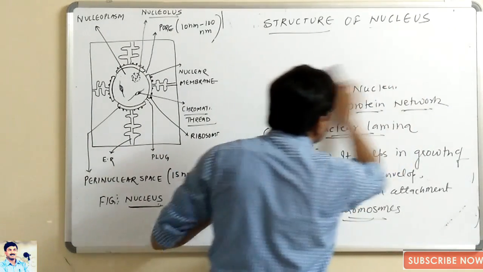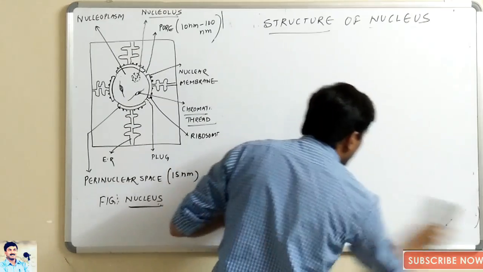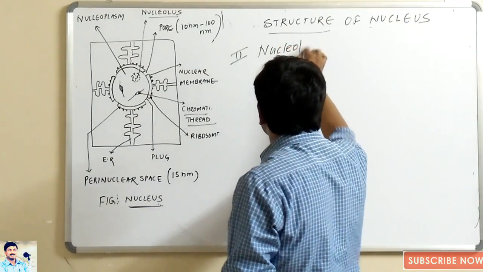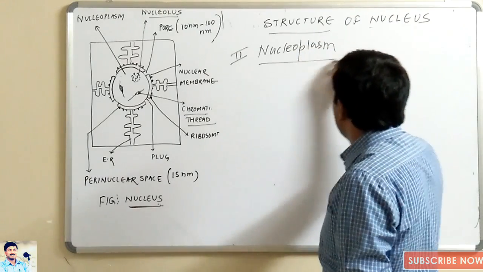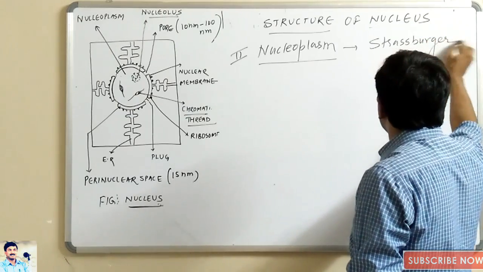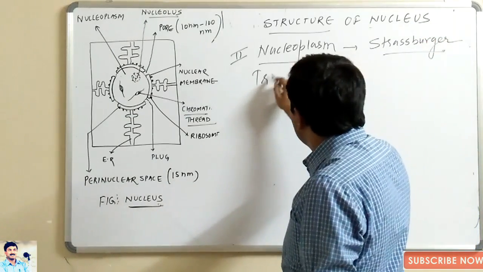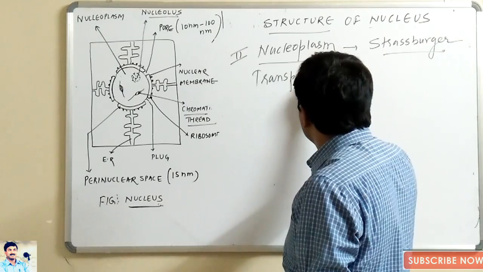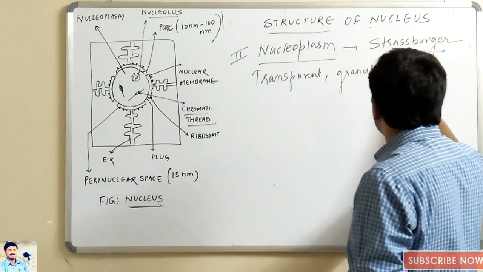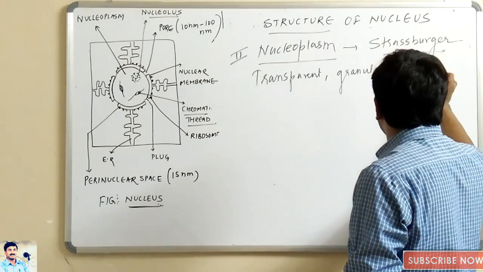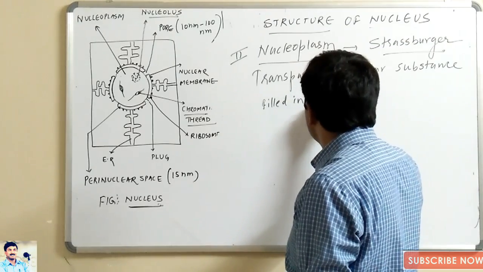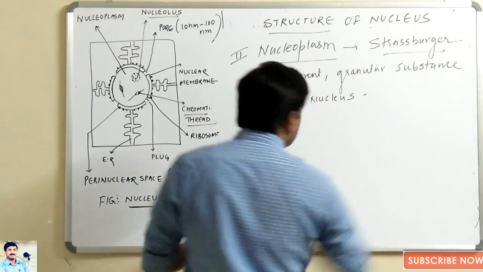Now coming to the second one. What is the second one? That is nucleoplasm. This term nucleoplasm was given by Strasburger. Okay, and this is a transparent granular substance filled in the nucleus.